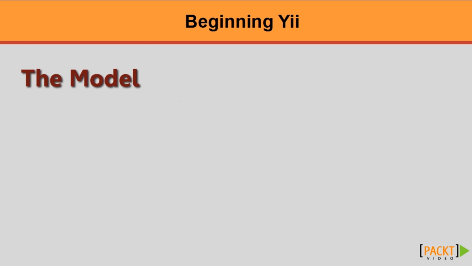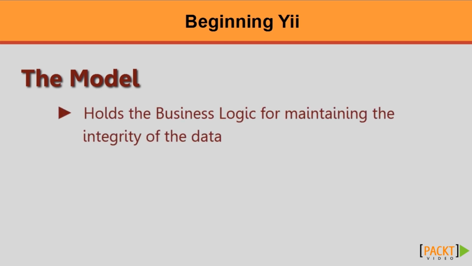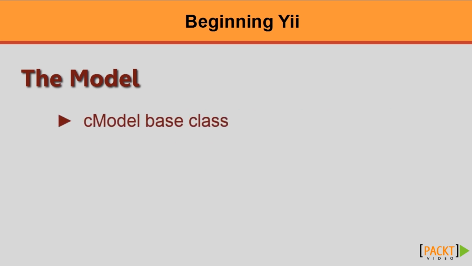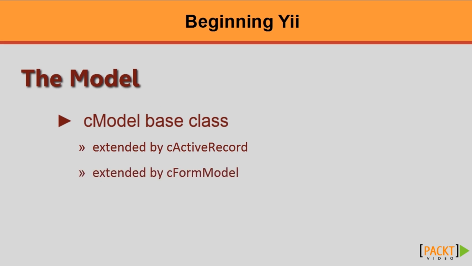Looking in more detail at each of these elements, the model holds the underlying data structure of the application and contains the business logic for maintaining the integrity of that data. Business logic normally refers to such things as data validation and shouldn't be confused with application logic. The model may also contain code for manipulating data, for example, with a search function or populating lists and resolving relational dependencies. Within Yii, the model is represented by the base class CModel, which is extended by two higher classes, Yii ActiveRecord and Yii Form model.